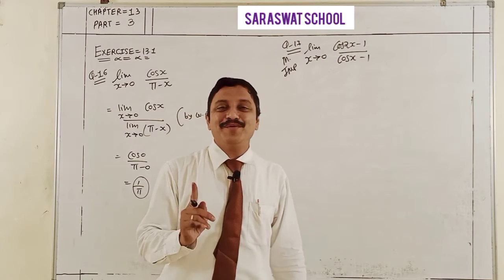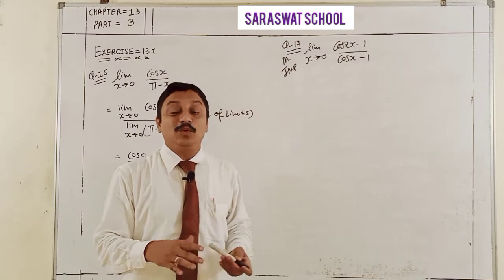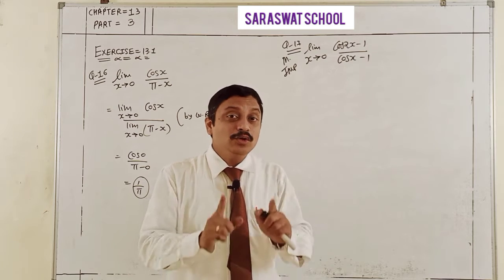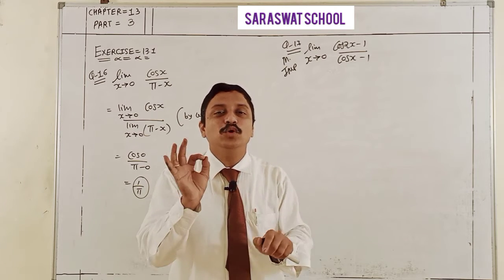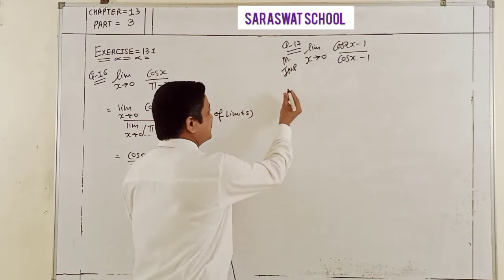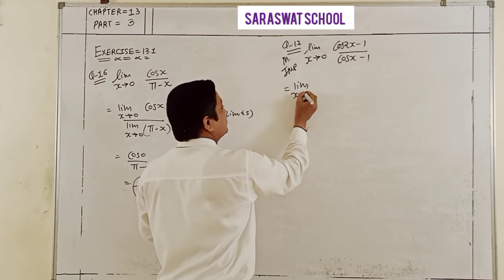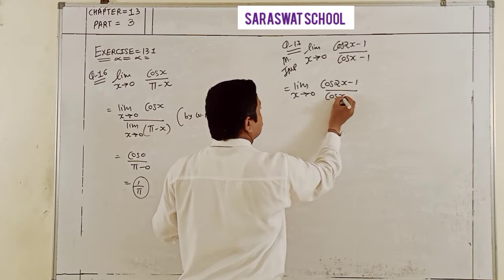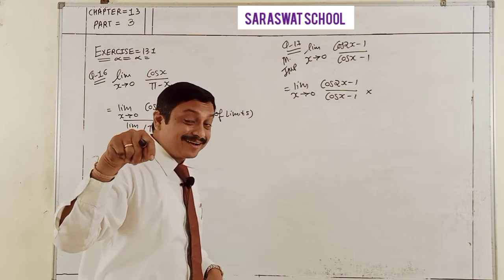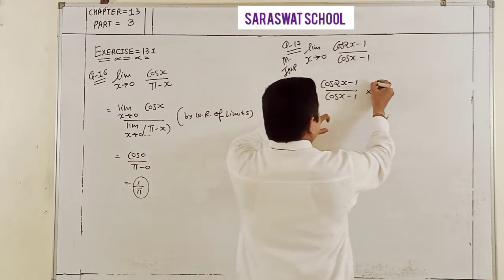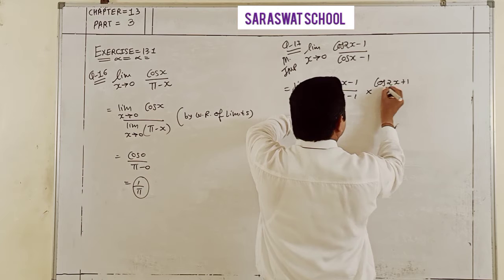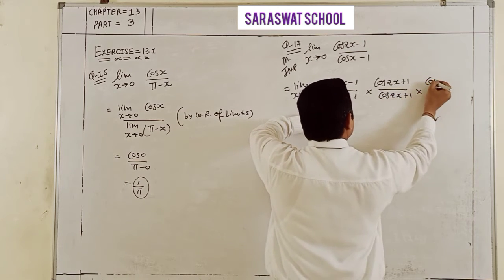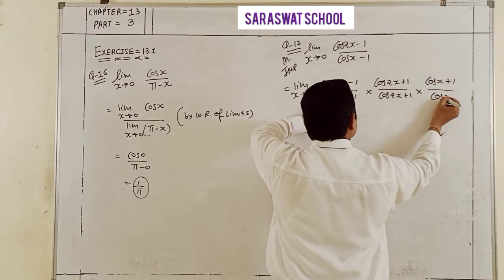Very easy. Whenever you are given cos x minus 1, cos x plus 1, either sin x minus 1, sin x plus 1, you always take the simple conjugate part. So students, I start with the conjugate part. Here, cos 2x minus 1, cos x minus 1. Conjugate for numerator same as denominator. So cos 2x plus 1 downwards, cos 2x plus 1. Similarly here, cos x plus 1, cos x plus 1.